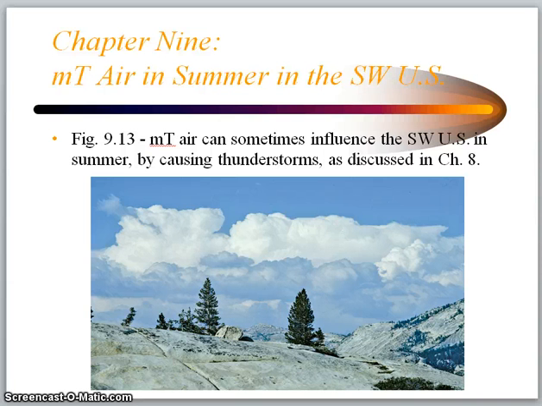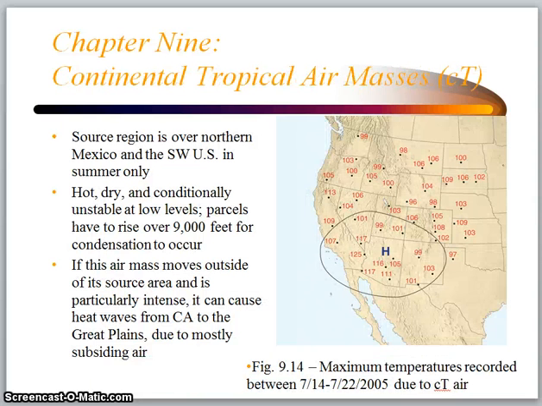Maritime tropical air can sometimes come up from the Gulf of California and be lifted by the nearby Sierra Nevada and cause those towering clouds and thunderstorms that we sometimes can see over the crest of the Sierra to the east of us here in the valley in the summertime.